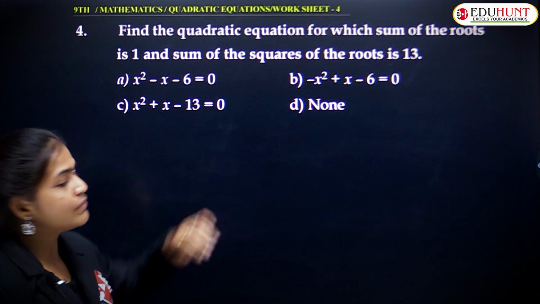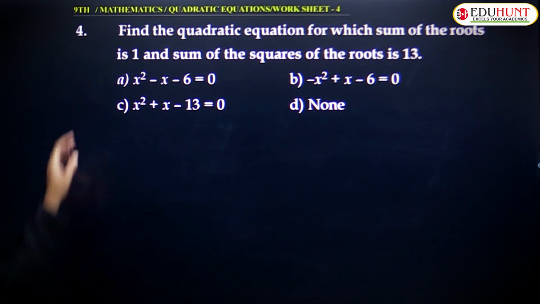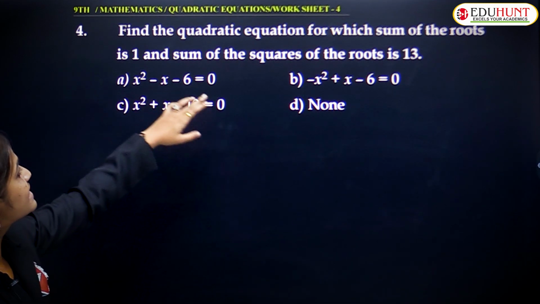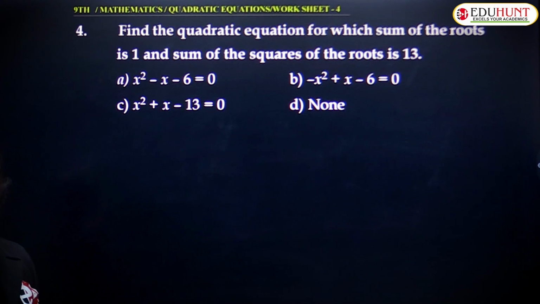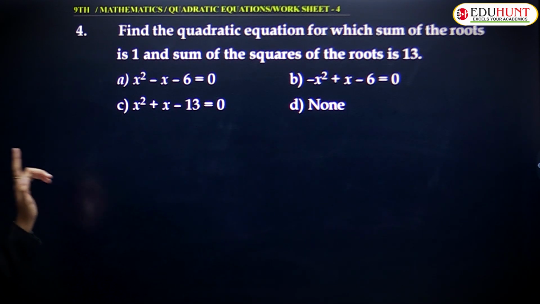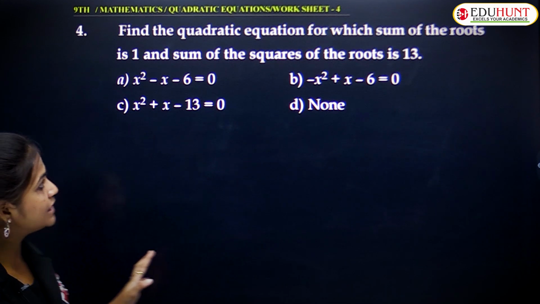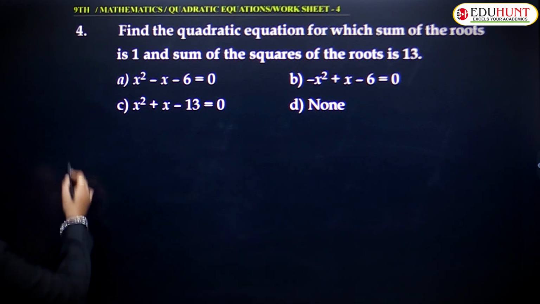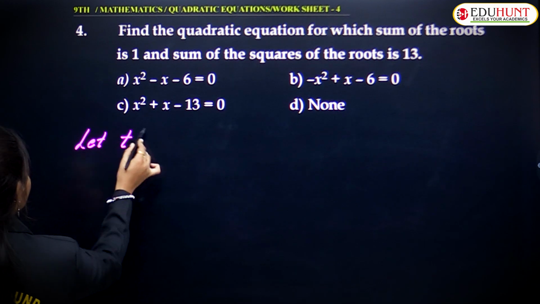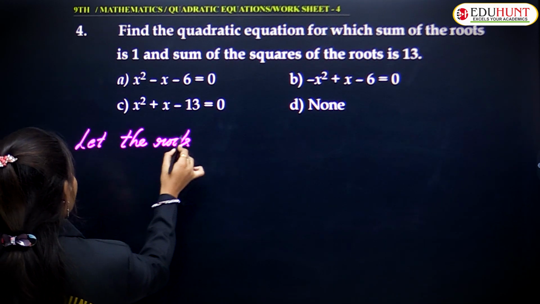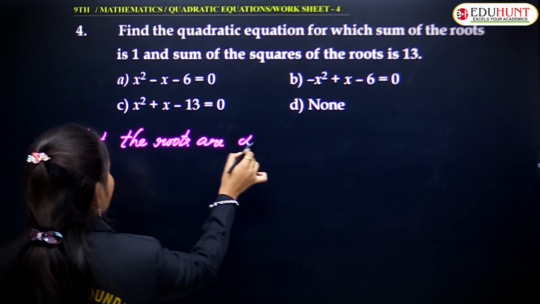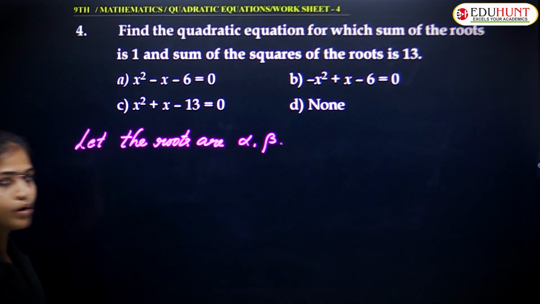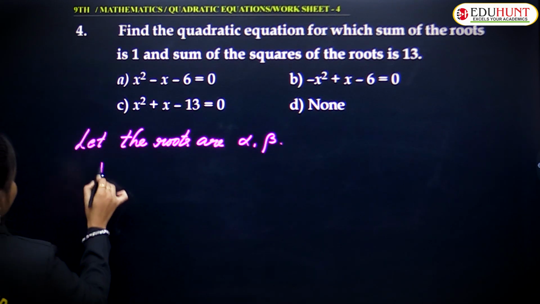Find the quadratic equation for which the sum of the roots is 1 and the sum of the squares of the roots is 13. Okay. Once again I say the question. Find the quadratic equation for which the sum of the roots is 1. Okay. So let the roots be alpha, beta. Okay. So according to the problem.